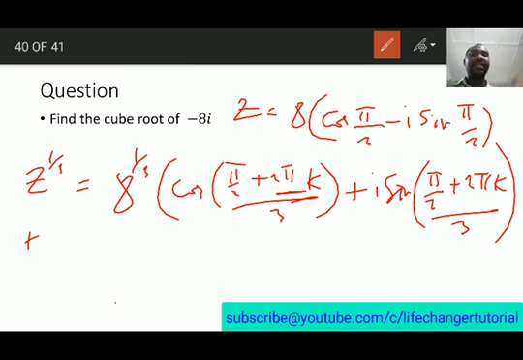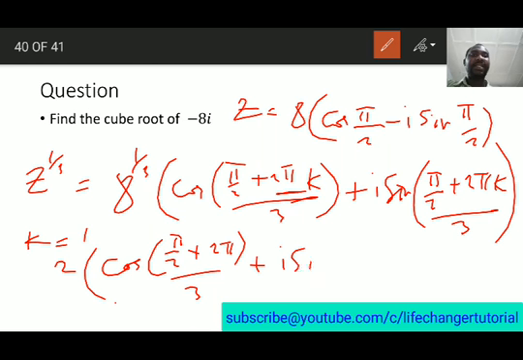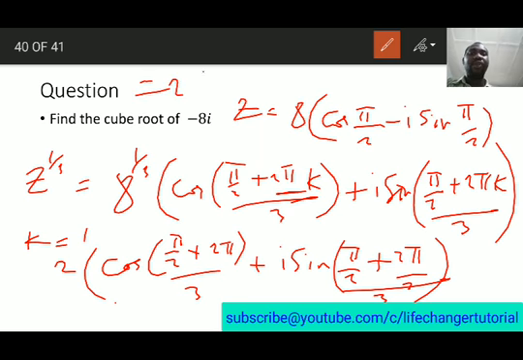So when k is now equal to 1, I'm going to get 2 into cos. Now this is going to be pi over 2 plus 2 pi, because k is 1, times 2 pi is still 2 pi, all over 3. Then plus I sine pi over 2 plus 2 pi, everything now all over 3. Good. So that is going to give us 2 into cos. Now, pi over 2 plus 2 pi over 3 is the same thing as 5 pi over 6.